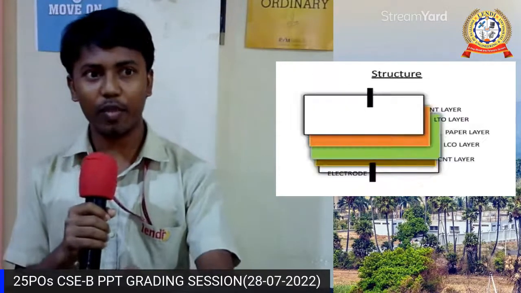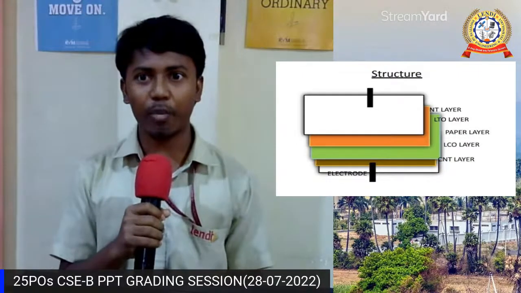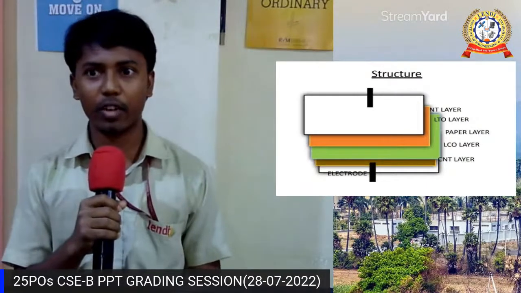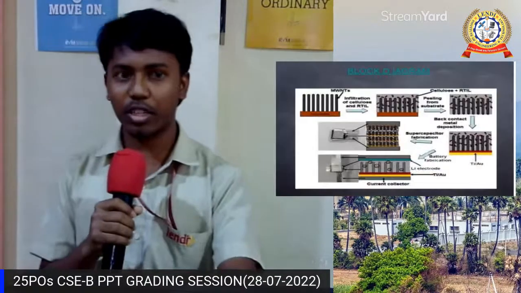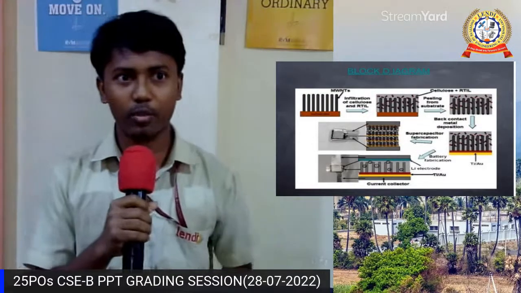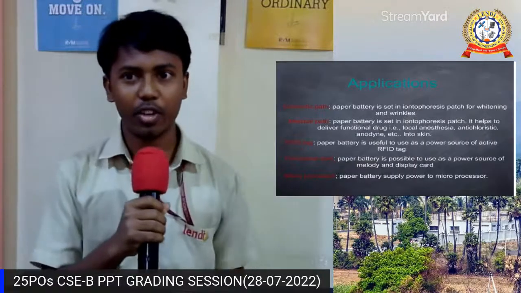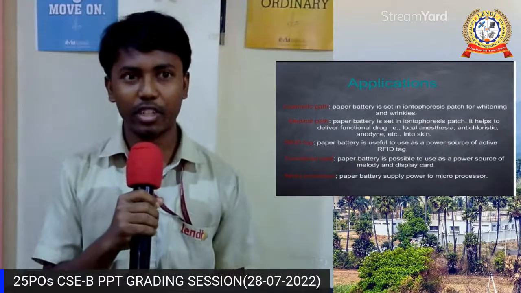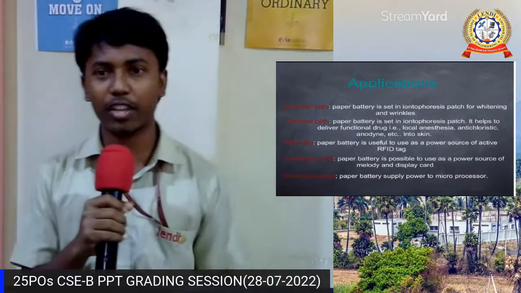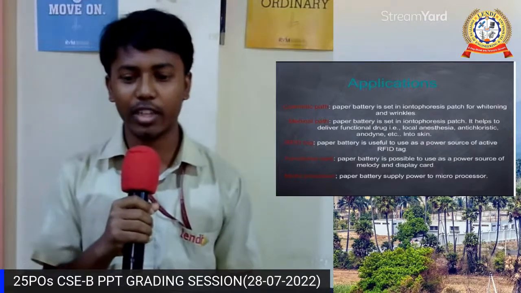Coming to the picture, it has cellulose in the middle of the structure, the upper layer is covered by lithium, and the lower layer is covered by carbon nanotubes. It is the block diagram. As you see on the screen, it is the block diagram of the paper battery. It has different types, so we can use it in different applications like RFID card, microprocessor, and medical patch.